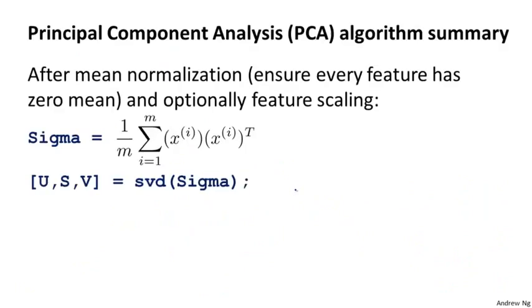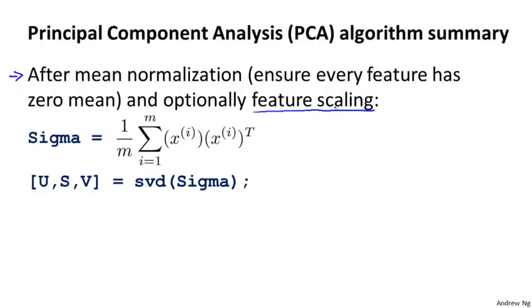So to summarize, here's the PCA algorithm on one slide. After mean normalization, it says ensure every feature has zero mean, and optionally feature scaling, which you really should do if your features take on very different ranges of values. Because after this pre-processing, we compute the covariance matrix sigma, like so.